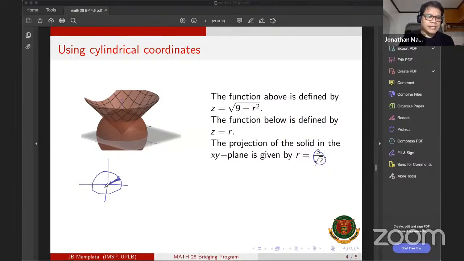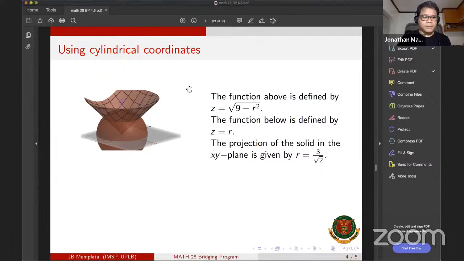The bounds for theta, take note, this line segment, i-rotate mo siya around the whole circle. So you will start with the positive x-axis, and the positive x-axis is defined by theta equals 0. Papaikutin mo siya into one revolution. Okay? Yung isang ikot, that is given by theta equals 2 pi. So yung bounds natin for theta is given by 0 to 2 pi.